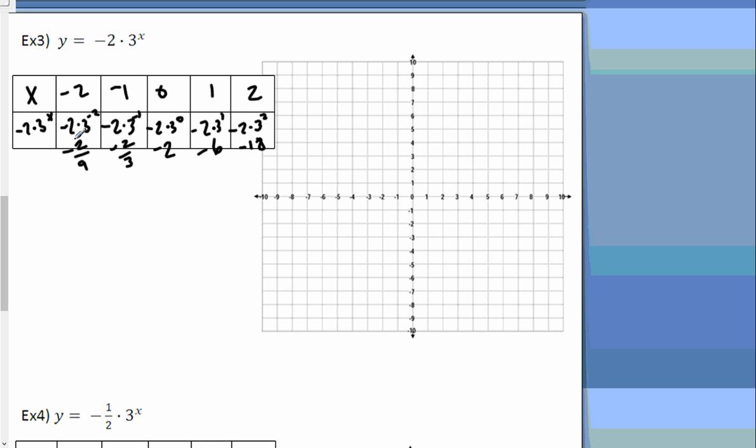So let's graph these points. Negative 2 is negative 2/9, which is around there, I guess, right? Negative 1 is negative 2/3, which is here.